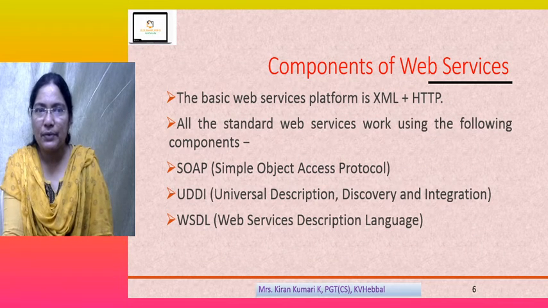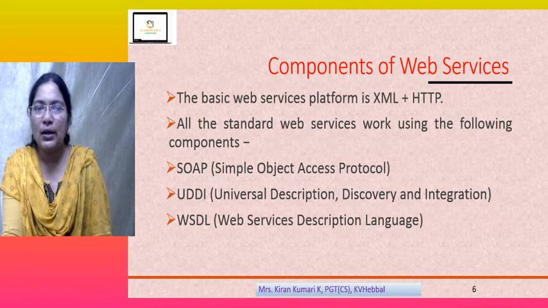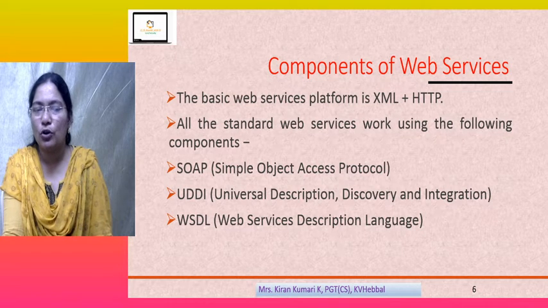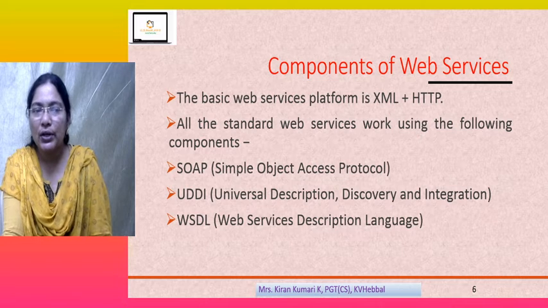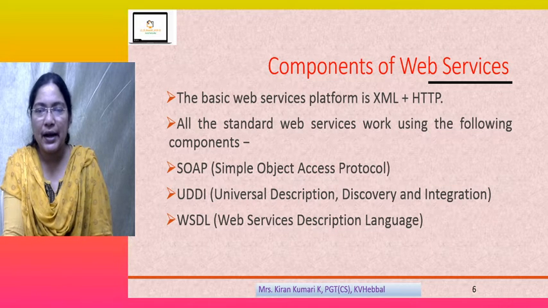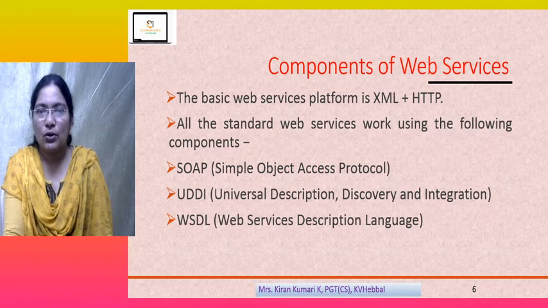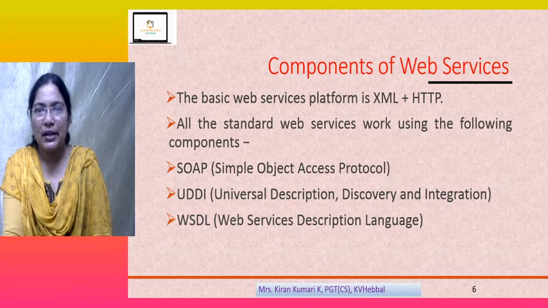What are the components of web service? The basic web services platform is XML plus HTTP. All standard web services work using the following components. One is SOAP, another is UDDI, another is WSDL. What is SOAP? Simple Object Access Protocol. What is UDDI? Universal Description, Discovery and Integration. WSDL is Web Services Description Language. So these are all the components of web services. Mainly we are using XML and HTTP. There are so many standard web services that work using the components SOAP, UDDI, WSDL.